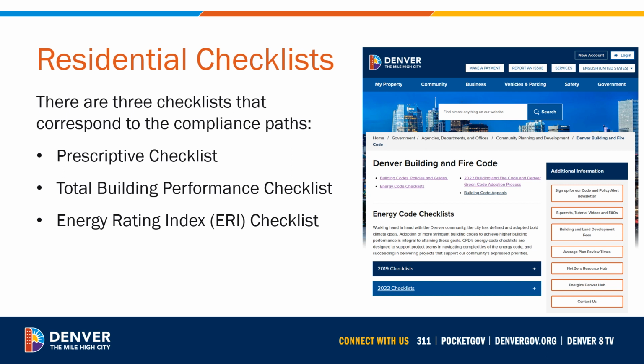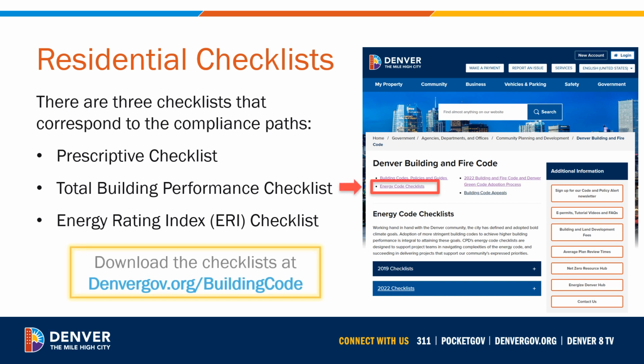We have created checklists for each compliance option to help guide submitters through the respective requirements of the Energy Code and information city plan reviewers expect to see on the submitted documents. Downloading and reviewing the checklist early in the design process is recommended to help plan out your compliance approach and building design. You can download the checklists at denvergov.org/buildingcode. On this website, you can also find additional resources such as the current building codes, including the Denver Residential Code and Denver Energy Code.